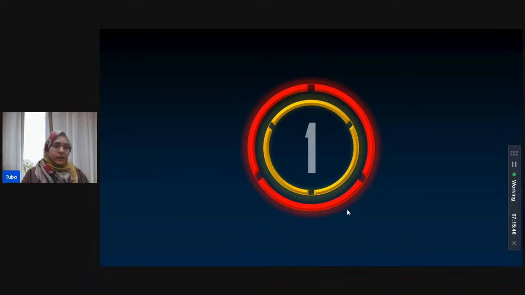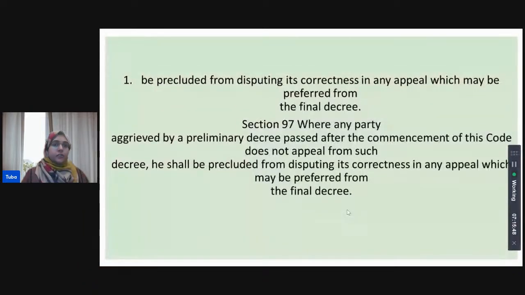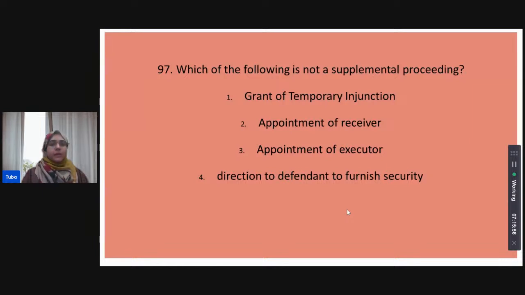Shaktisha thinks it's 1. And Shaktisha is correct. The correct legal stance is that the person will be precluded from disputing its correctness in an appeal which may be preferred from the final decree. That is right. Well done, Shaktisha. Well done, Aditya and Yash.